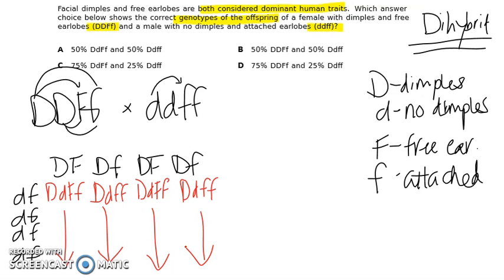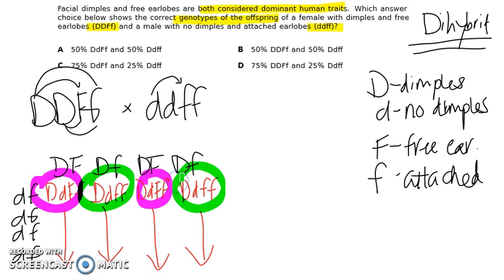So in this case, it looks like we have two different options of genotypes, because that's what we're looking at. One is the heterozygous for both, which we see there and there. The other one is heterozygous dimples and homozygous recessive earlobes. So let's find our answer choice. 50% heterozygous dimples and heterozygous earlobes, and 50% heterozygous dimples, homozygous recessive. There's our answer right there.